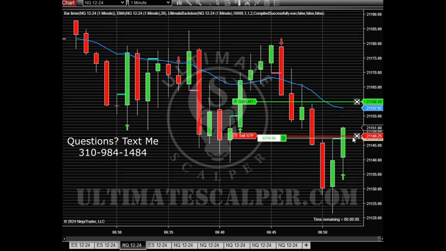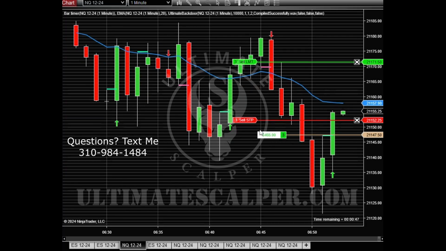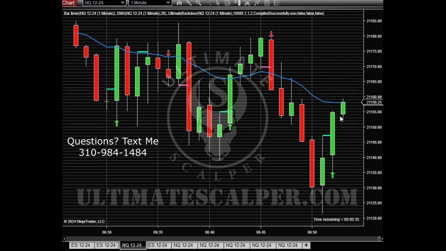All right, dropping my stop, trailing it. It may bounce off the blue line here, so I'll tighten it up. I don't know how high it's going to go, but I want to lock in what I can. Stop filled. And I'm stopped out. That's fine. Get in again if you want to.